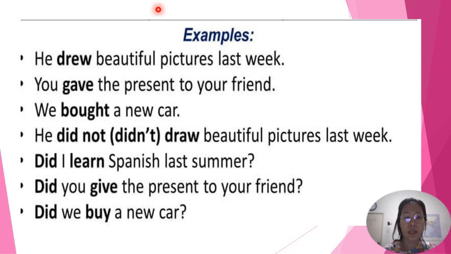Okay, examples given here. He drew beautiful pictures last week. You gave the present to your friend. We bought a new car. He did not draw, or he didn't draw, beautiful pictures last week. Did I learn Spanish last summer? Did you give the present to your friend? Did we buy a new car?